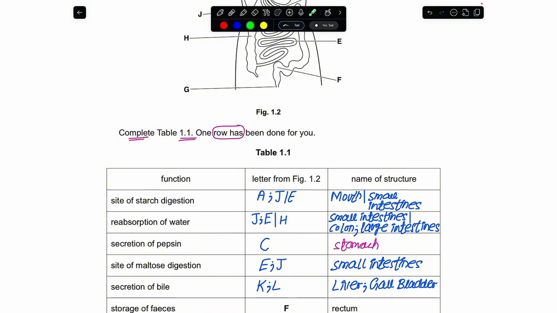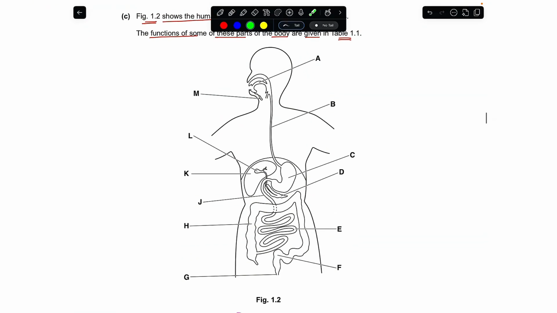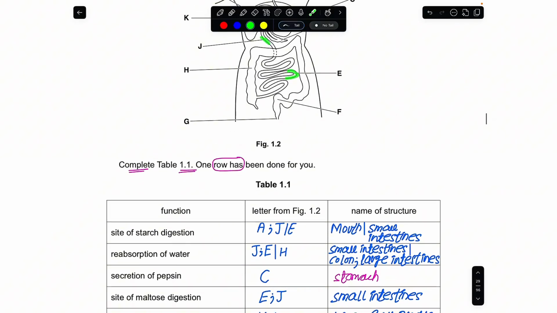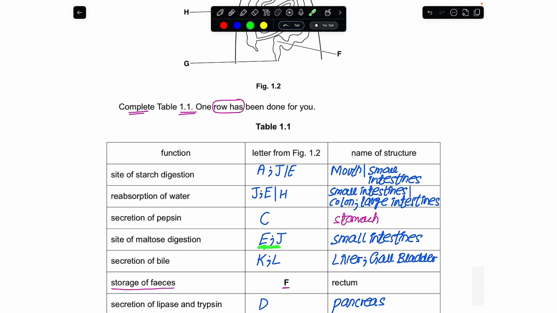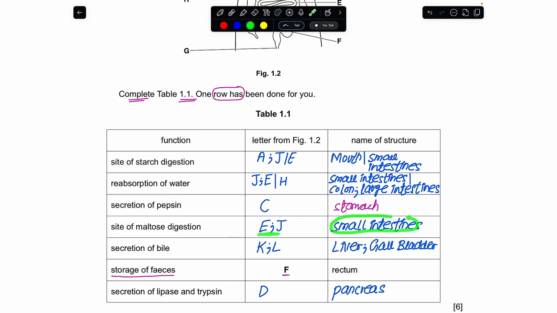Now they ask what is the site of the maltose digestion? The maltose digestion happens within the small intestine. You could write J, you could also write E. Both of these are the small intestines. The idea is that the maltose is broken down by the maltase enzyme, and the maltase enzyme is available within the epithelial cells of the villi, at J and also at E. So in both regards, you could write E or the letter J, and the name of the structure would be small intestine.